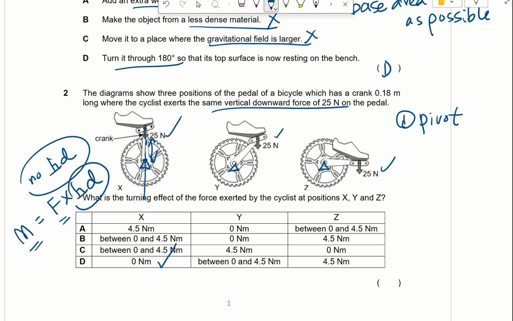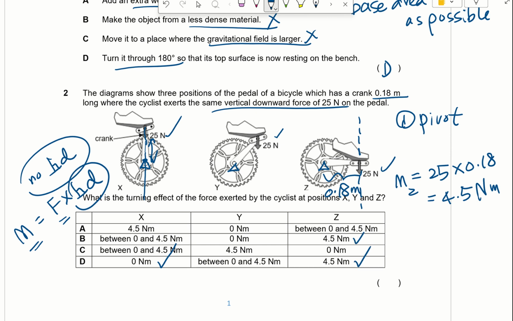But let's check Y. Actually, for Y, it's not so straightforward. Let's look at Z first. If we look at Z, this is the force. What I'm drawing is actually the line of action of the force. So this is actually the perpendicular distance. And since they say that the crank is 0.18 meters, therefore the moment in this case for Z is 25 Newton multiplied by 0.18. And I believe the answer will be 4.5 Newton meter. Okay.